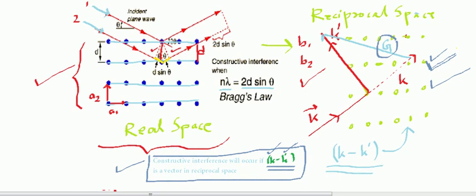So diffraction has been explained in real space as 2d sin theta equals n lambda, and the same diffraction in reciprocal space becomes the theorem that if you subtract the incident wave vector and the outgoing wave vector, the vector that you get must be a vector in reciprocal space. If that's the case, then you have constructive interference. This is the reason why we invented reciprocal space in the first place. Agreed? This is how the reciprocal space idea comes into form.